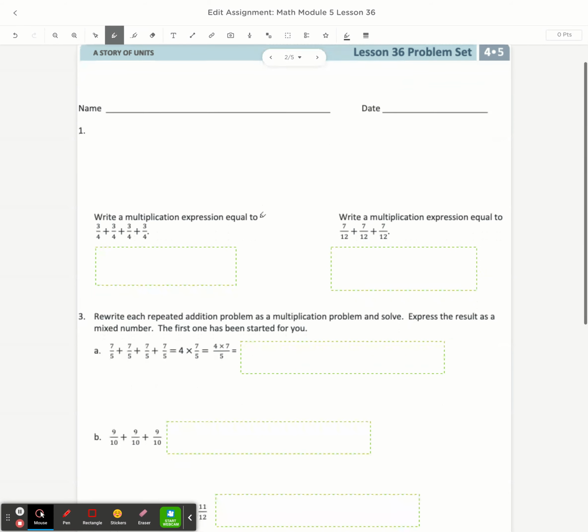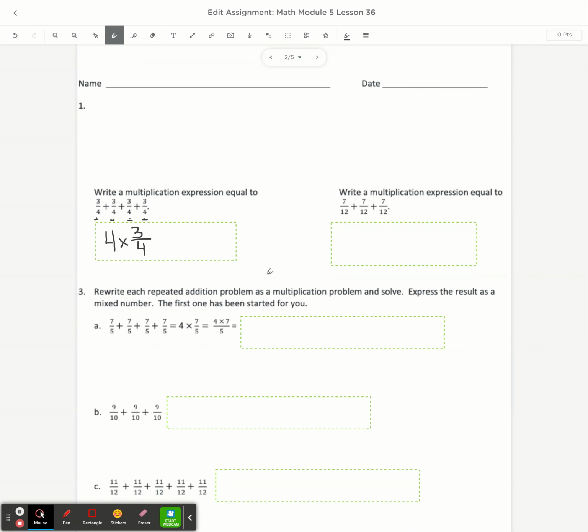So we're going to get started right away on slide 2 with number 1, which is asking us to write a multiplication expression equal to 3/4 plus 3/4 plus 3/4 plus 3/4. So basically all you have to do is count up how many individual 3/4 you have, and we have 4, and we're going to be multiplying it times 3/4 because there are 4 individual 3/4. Because remember, multiplication is just repeated addition. That's all. And again, I'm on the teacher side, so I cannot write my answer in the blanks, but make sure that you are writing your answers in.